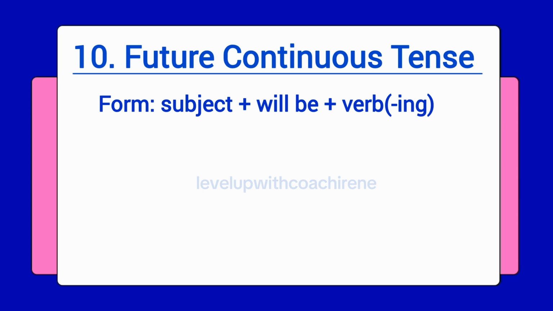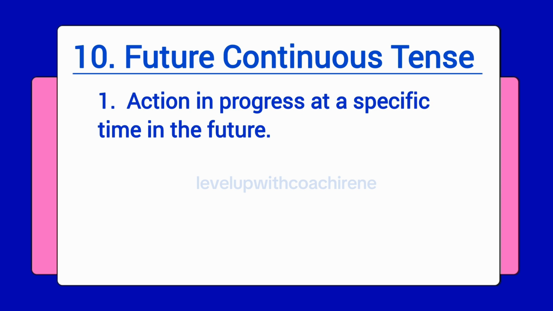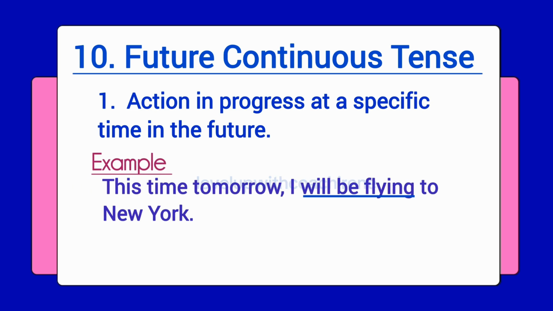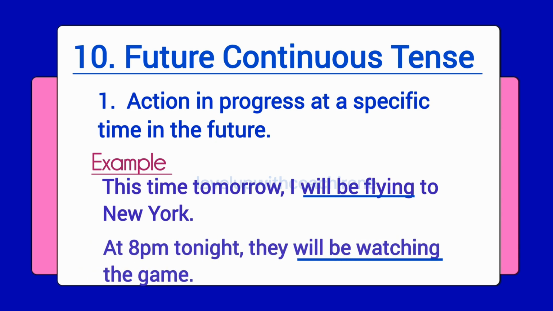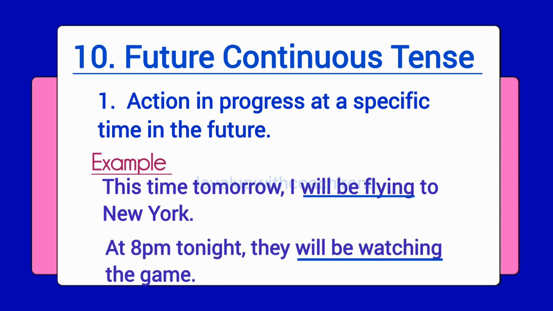Let's look at when to use the future continuous tense. Number 1, for an action in progress at a specific time in the future. For example, this time tomorrow, I will be flying to New York. At 8 p.m. tonight, they will be watching the game.